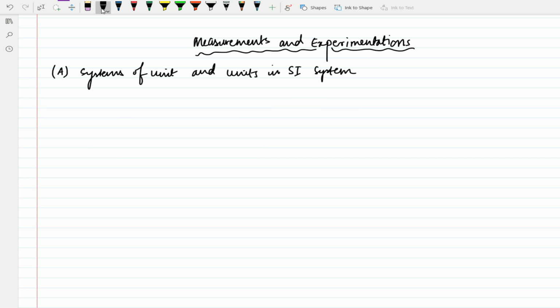And since physics is a branch of science, it also follows the scientific method and the scientific approach of studying anything which you observe in nature. So what is the scientific method? The scientific method involves a few steps. Every law or theory which you have studied till now has gone through this scientific method.